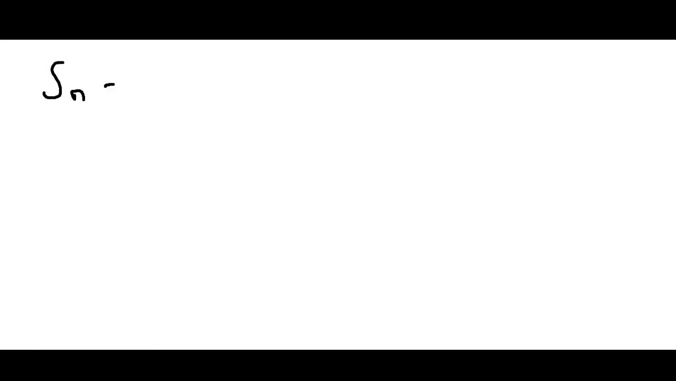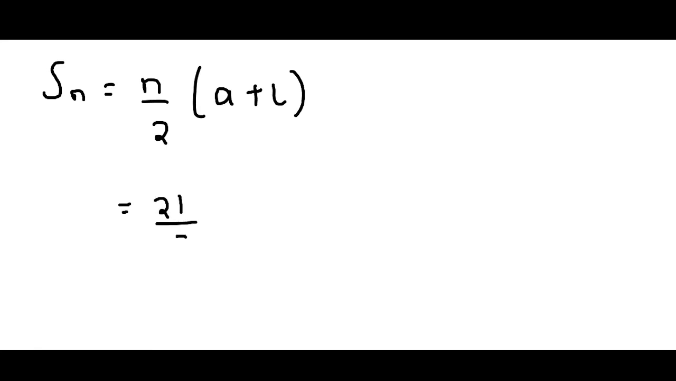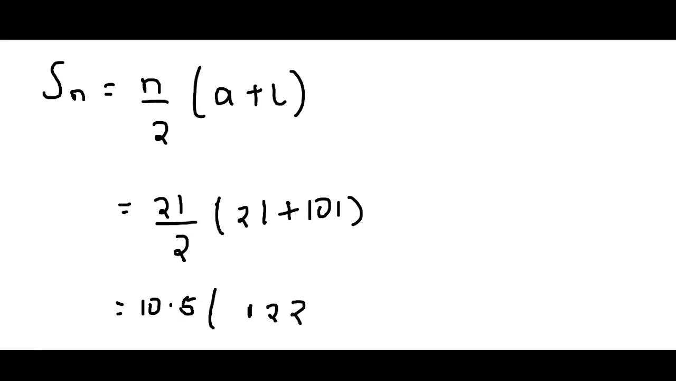So it will be Sn equals n over 2 brackets a plus l. So our number of terms is 21 divided by 2. Our a is also 21, plus the last term, which is 1. Here we are left with 10.5 multiplied by 2, 2, 1. So we get that the answer is 1281.